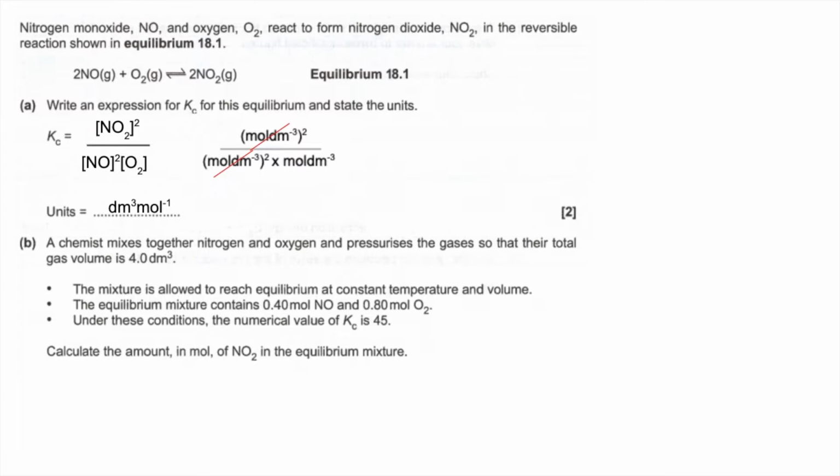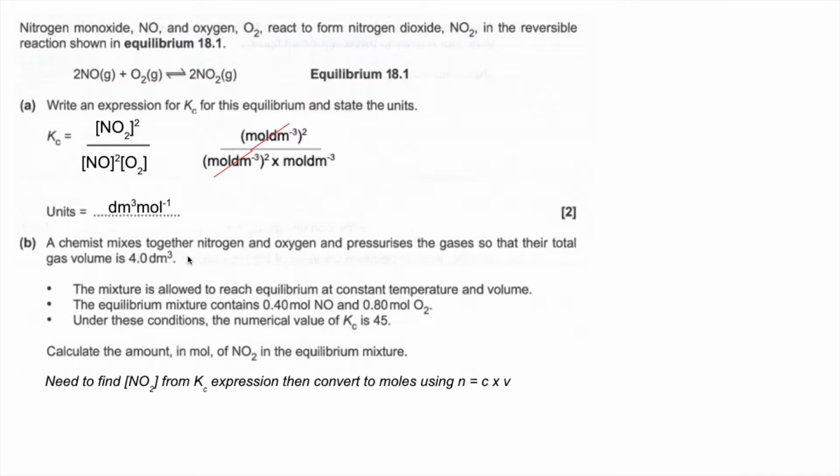So moving on to part B, we need to calculate the amount in moles of NO2 in the equilibrium mixture. So essentially we need to find the NO2 concentration from the Kc expression and then turn that into moles using moles is concentration times volume. We've got the volume of the container there at 4 dm cubed.